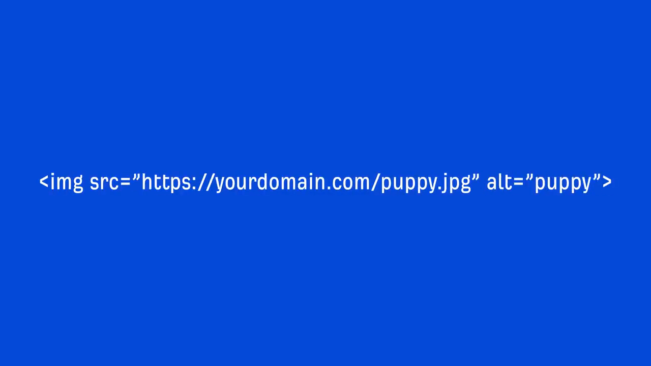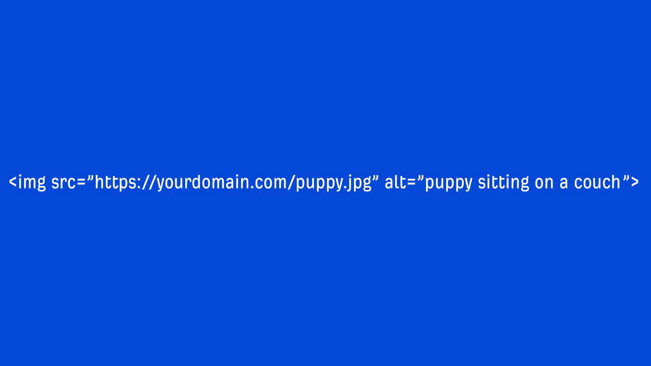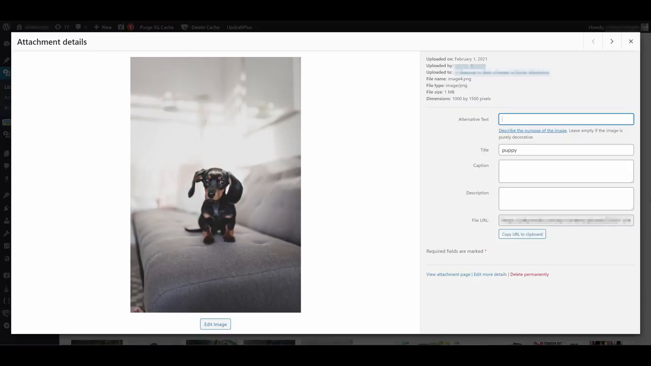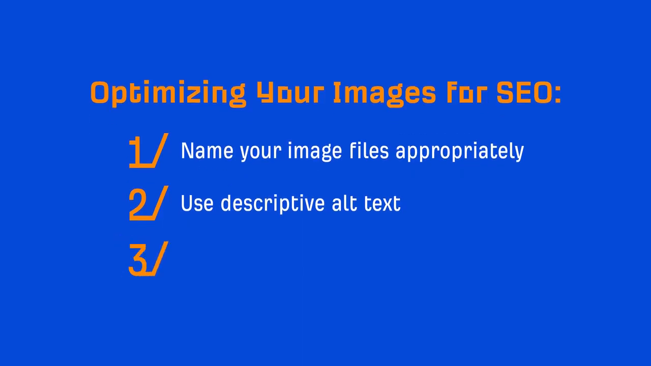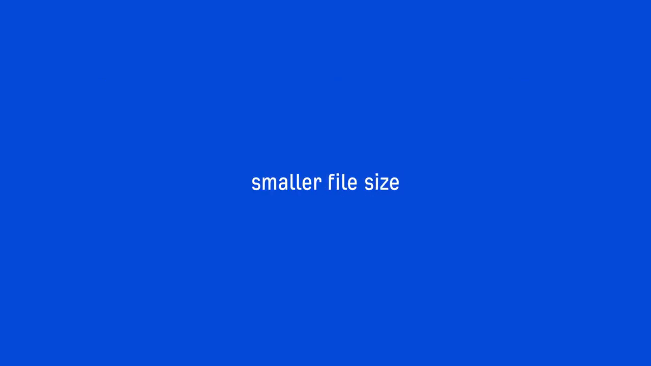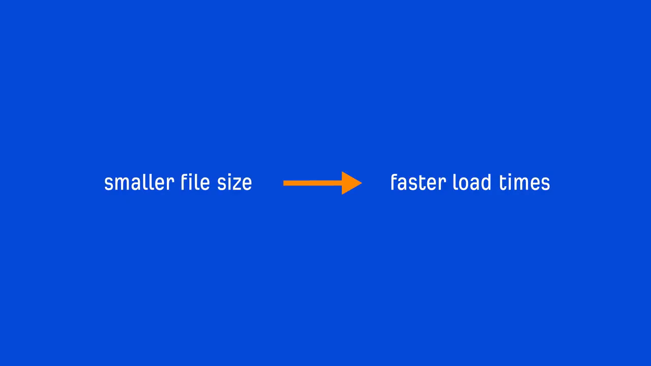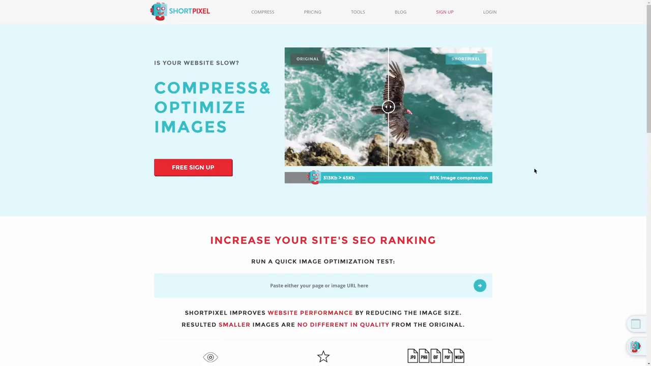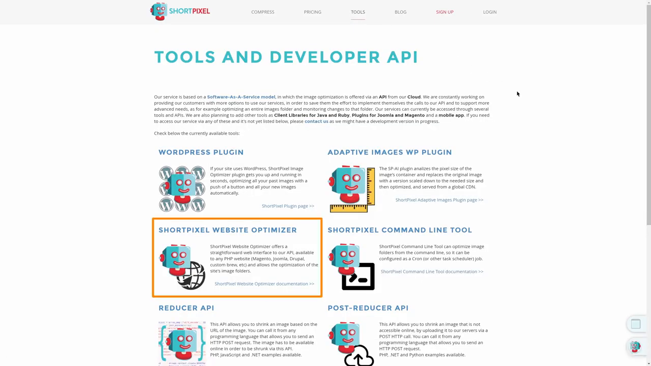Now, looking back at the syntax, our alt text isn't exactly descriptive, so let's change that to something like puppy sitting on a couch. If you use WordPress, just add your alt text here when inserting your images and the CMS should do the rest. Alright, the third thing you'll want to do is compress your images. Compressing images makes your image file sizes smaller, leading to faster load times, and page speed is a Google ranking signal. There's a free tool for compressing images called ShortPixel, which has both a web interface as well as a WordPress plugin.